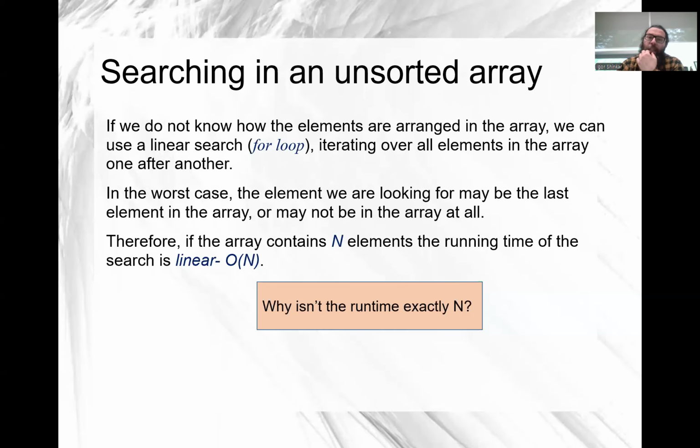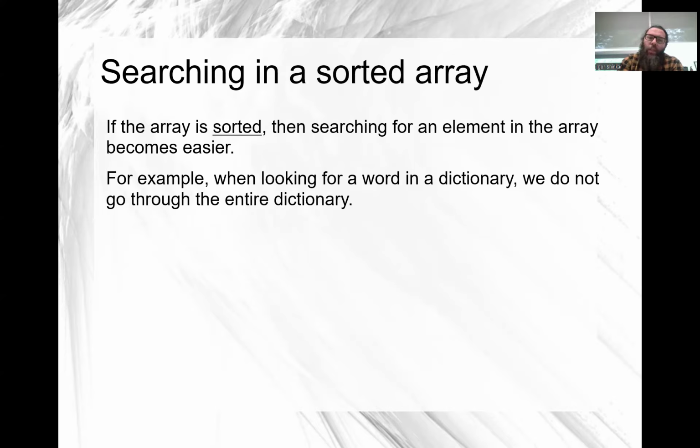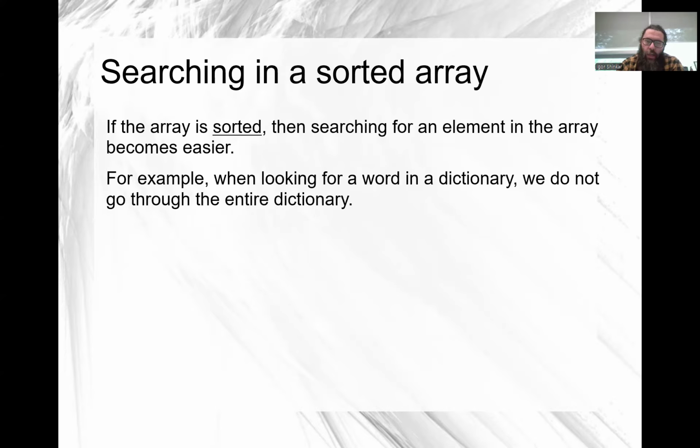Right, so that's an unsorted array, and here's what we do for sorted arrays. If the array is sorted, then it's actually easier to find the element we're looking for. The reason, the story that they tell, is like looking for a word in a dictionary, where all words are sorted.